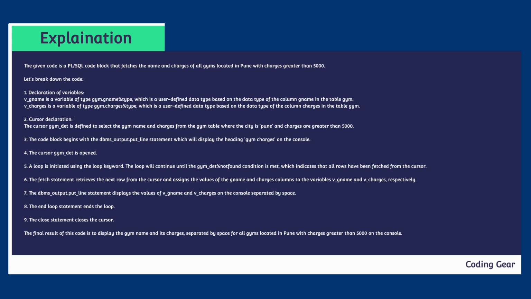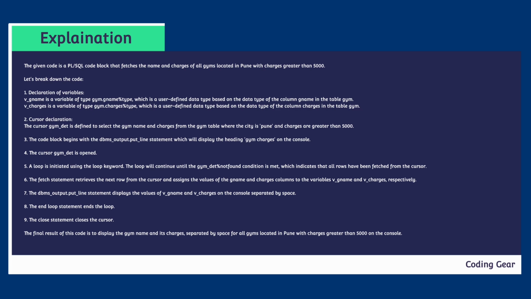3. The code block begins with the dbms_output.put_line statement which will display the heading, gym charges, on the console. 4. The cursor gym_det is opened. 5. A loop is initiated using the loop keyword.